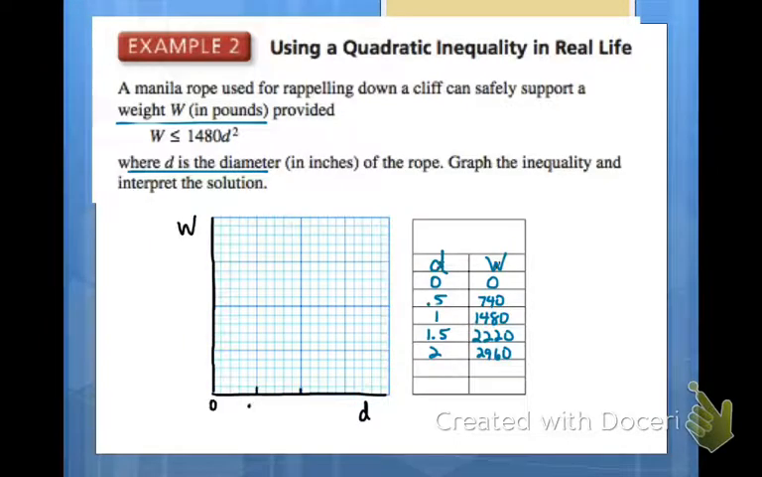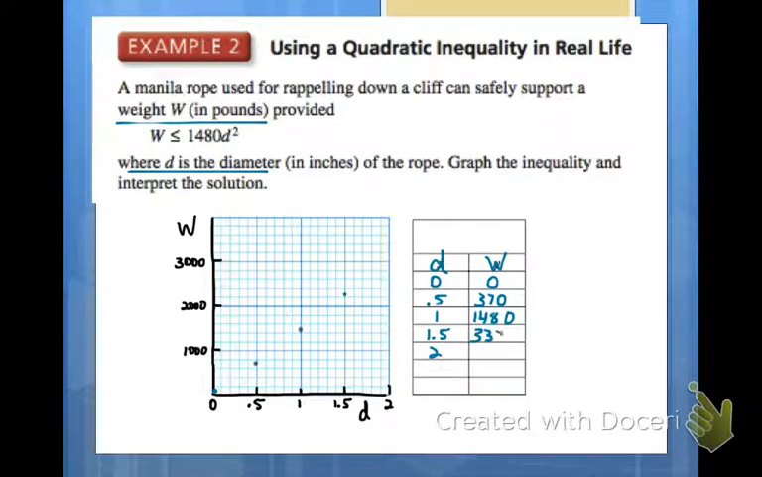I drew only a positive graph space, and I spread out my diameter, my x or my input, across the bottom. And then I even plotted my points, and they were linear, and that should not be the case because this is a quadratic. So I realized I forgot to square. So let's try these values again.